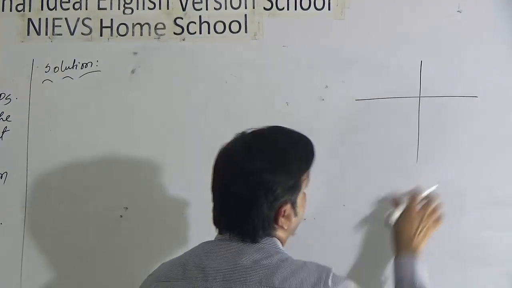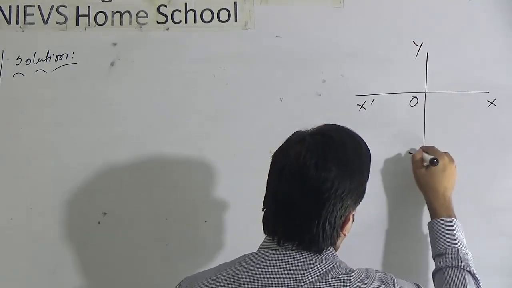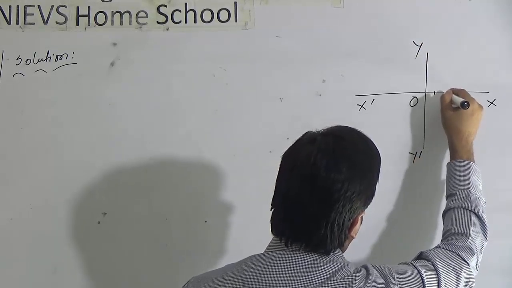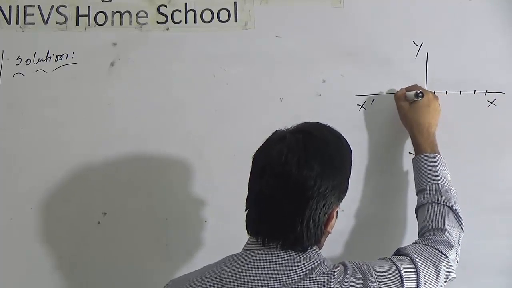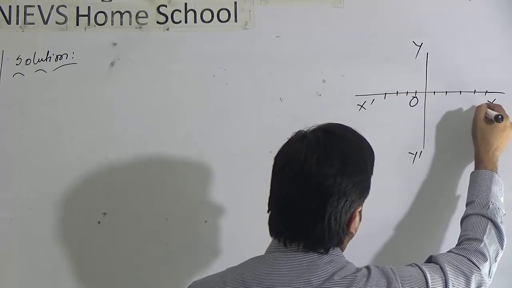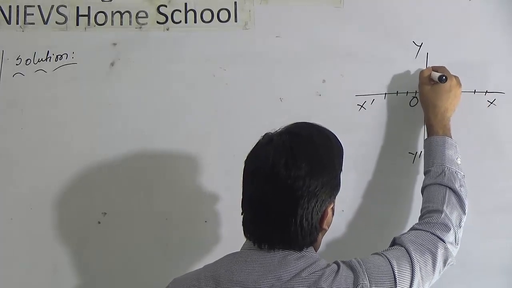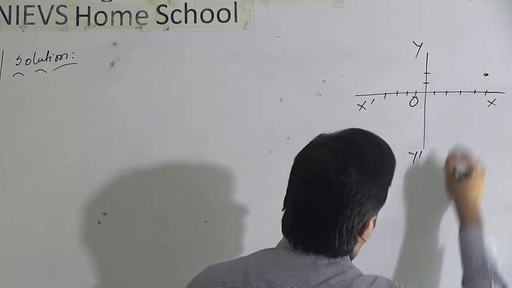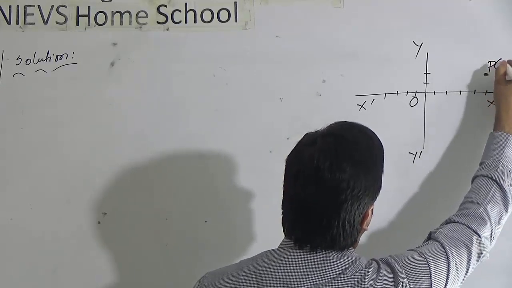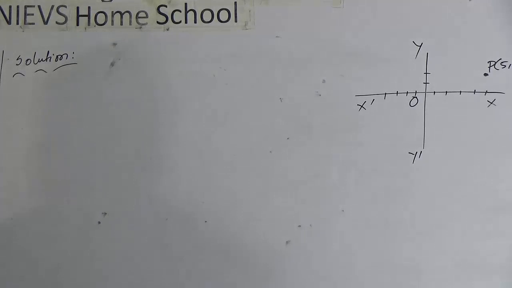If you notice here, suppose this is the x-axis, this is the y-axis. Now put the points here: 1, 2, 3, 4, 5. Now 1, 2, 3, 4. If we put the point here, the first one is 5, 2. Here is 5, 1, 2. So we'll go to here. Next one, this is point P, 5, 2. Now put the point Q. Point Q is -3, 2.